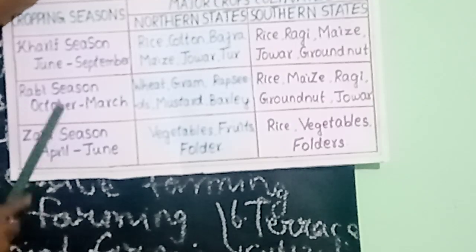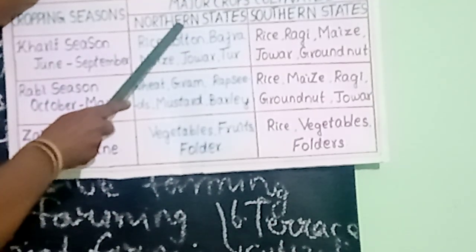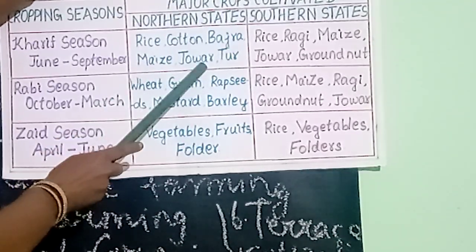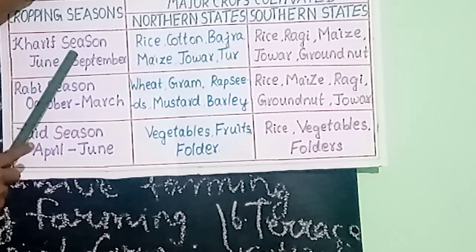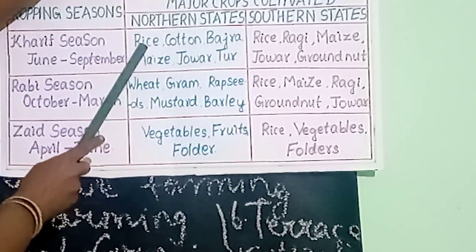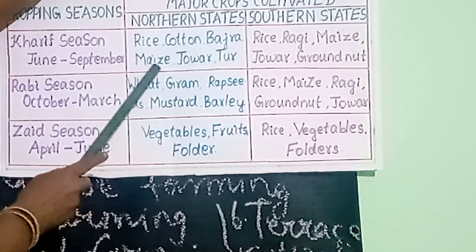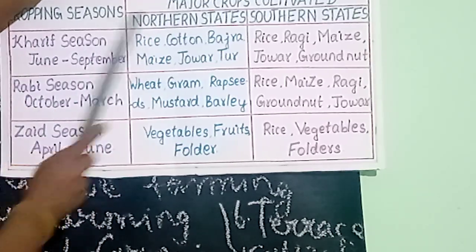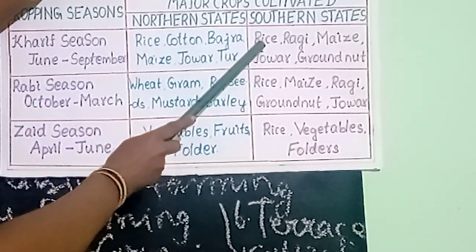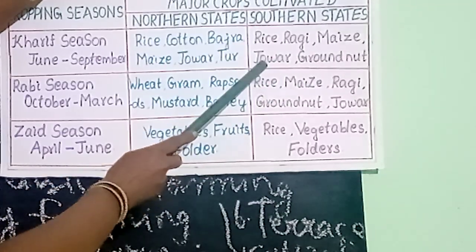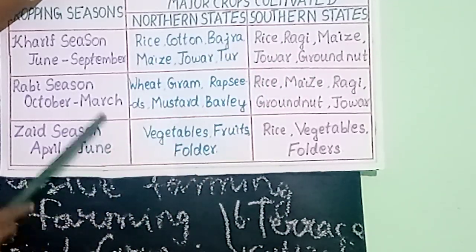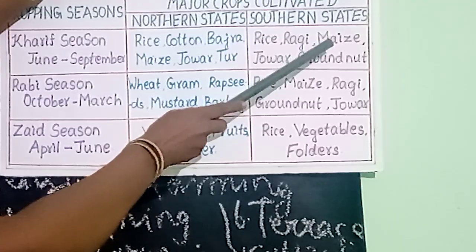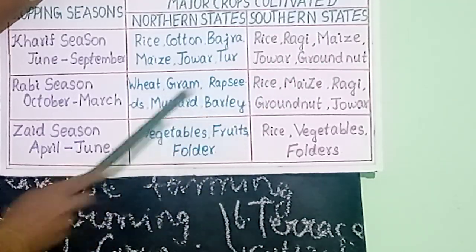During the Kharif season, the northern states cultivate rice, cotton, bajra, maize, jowar, tur, etc. In the same season, the southern states cultivate rice, ragi, maize, jowar, groundnut, etc.